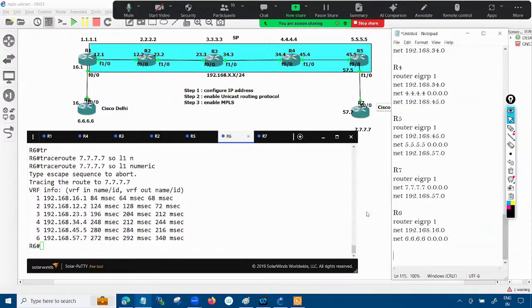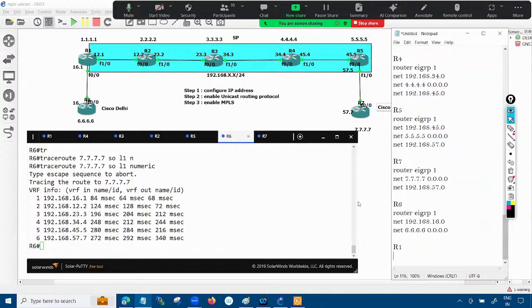So what is the simple command to go with MPLS? You need to say which label protocol you're going to use. TDP or LDP. I said LDP. Now, do I need this command? No, it's an optional command. But just for practice right now, you need to do that.